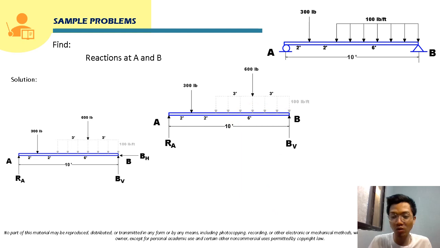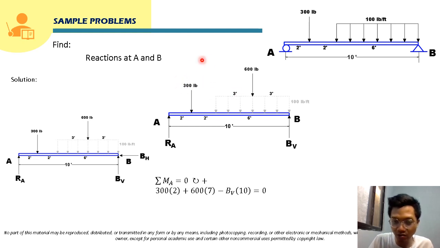In this case, we will start solving by using a moment equation. So we will start by summing up moment at point A. Summing up moment at point A is equal to 0. Our assumption here is positive for clockwise rotation. RA will have no moment about point A since it will pass through point A. So we will start with this load, which is 300 pound. Its moment arm about point A will be 2, so this will become 300 times 2, and its rotation about point A will be clockwise, so it will be positive here.